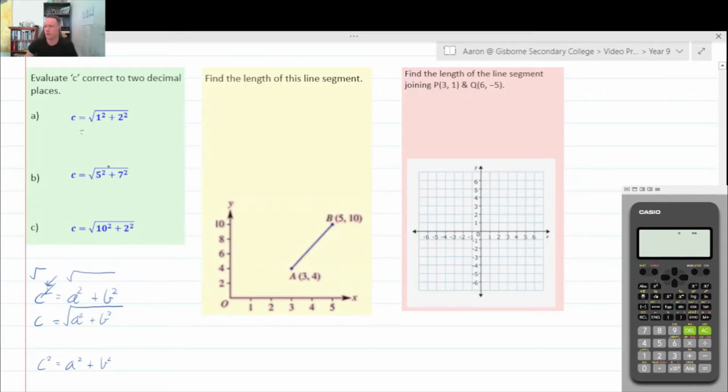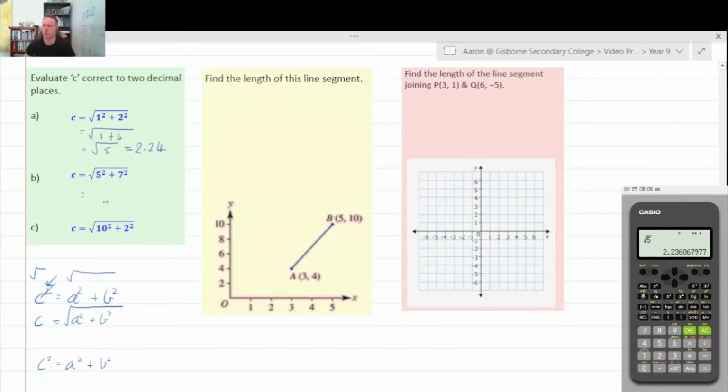Okay, some of the numbers might work out a bit strange, but we'll use the calculator for those ones. So square root of those. So 1 squared is 1, 2 squared is 4. So we end up with the square root of 5. And if I come over here, calculator, square root of 5, 2.24, rounded to 2 decimal places. Right, so we can go ahead and do the next one.